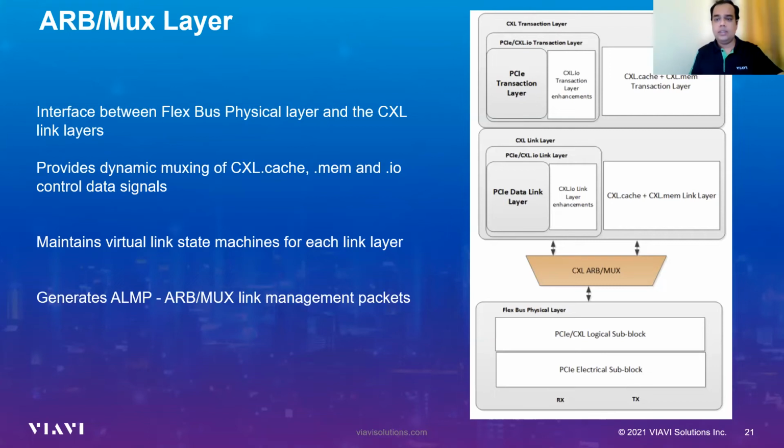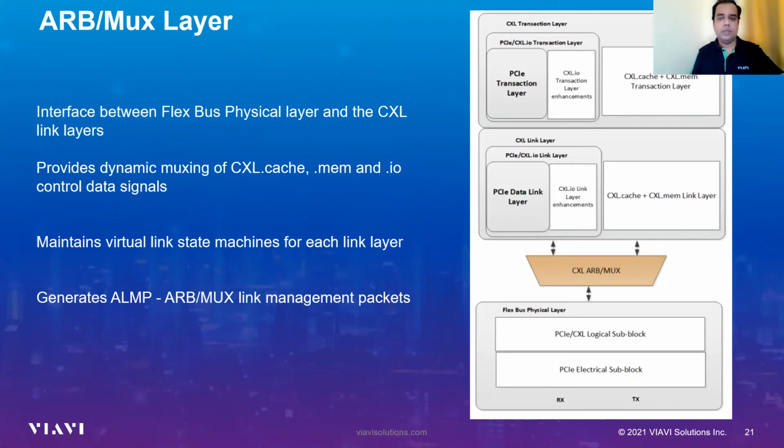So in the transmit direction, the MUX layer arbitrates between the various link layers and forwards the CXL packets from the link layer to the physical layer media. In the receive direction, it demuxes the packets coming up from the physical layer and passes them back to the link layer. So it is basically the interface to multiplex various link layer packets and send them onto the physical layer.